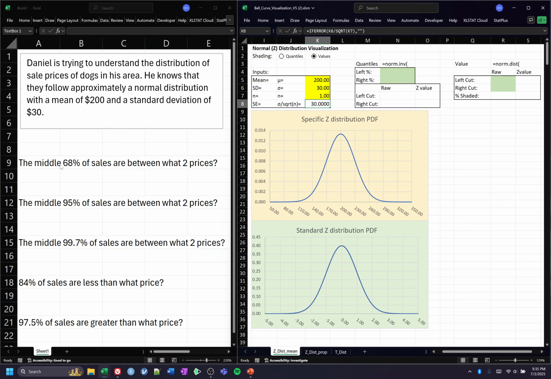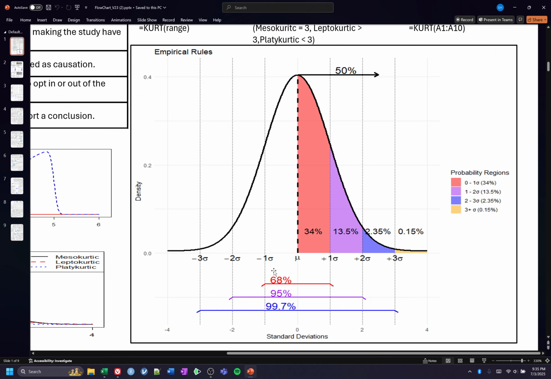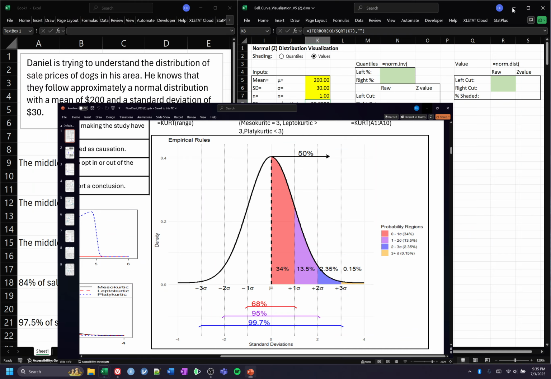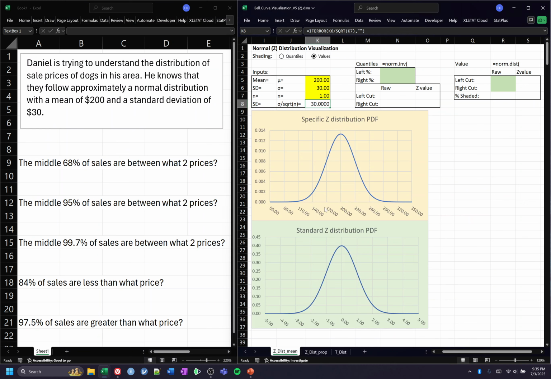And we say, hey, the middle 68% of sales are between what two prices? Now we know from our flow chart that plus or minus one standard deviation gets us 68% of all of our observations. So we know that this middle 68% are between what two prices? And so we'd say 170 and 230. Now check this out. If we type in 170 and do our right cut at 230, we can see the percent of the shaded region, and it'll shade it for us, is roughly 68%.